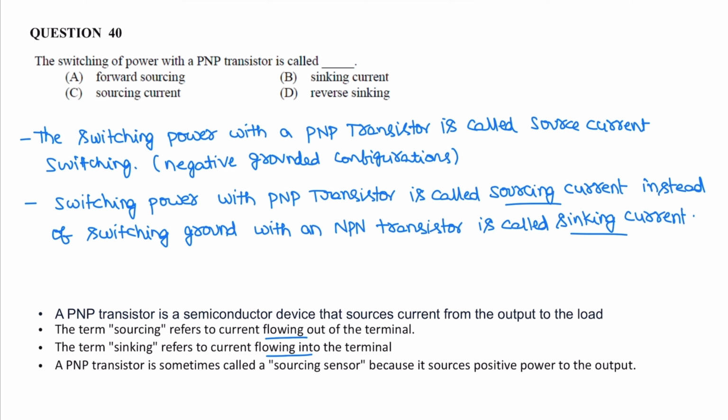A PNP transistor sometimes is called a sourcing sensor because it sources a positive power to the output. So the correct option is C. If it is an NPN transistor, then it will be sinking. Sinking is for NPN. Sourcing is for PNP.